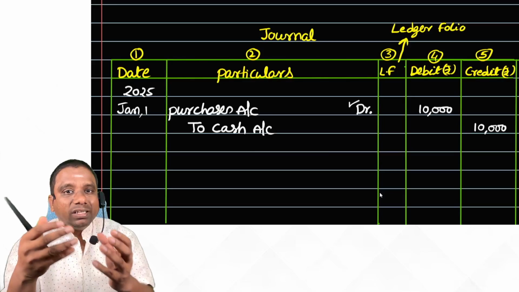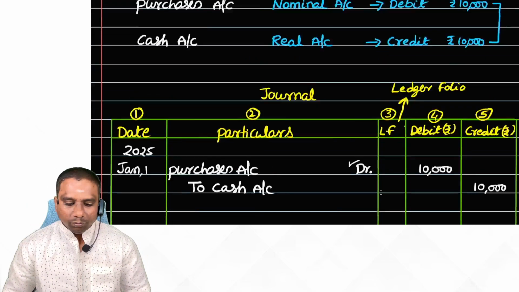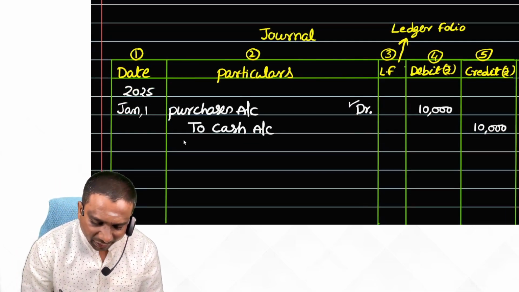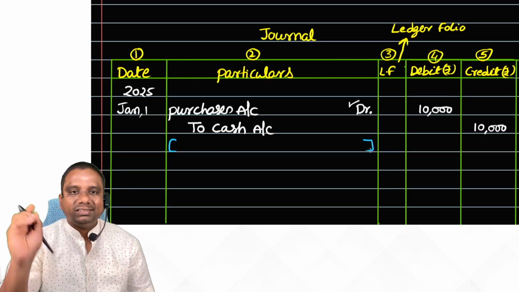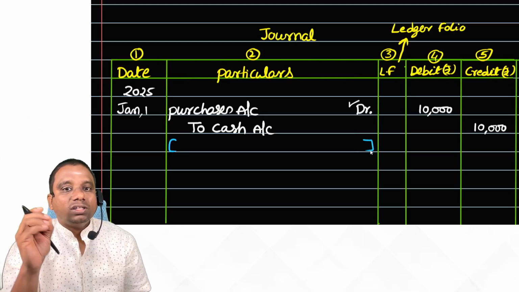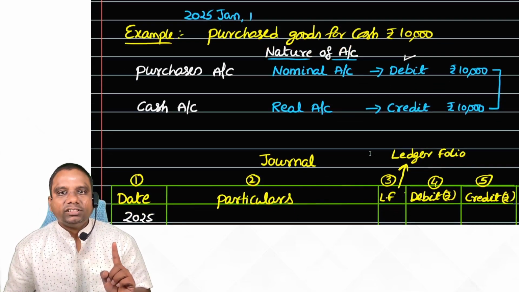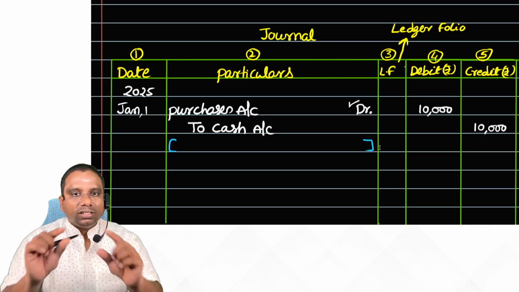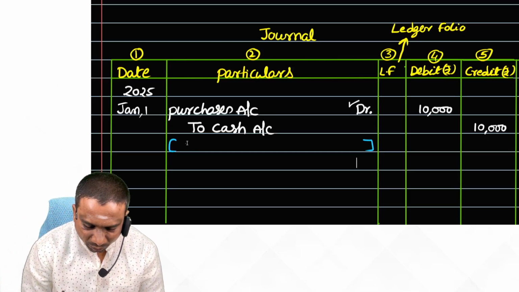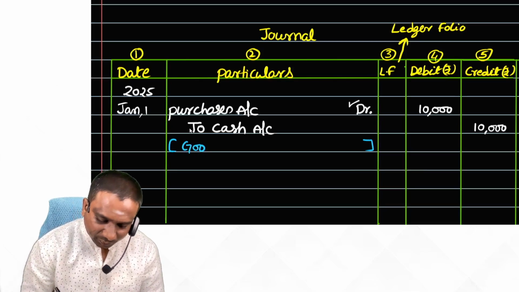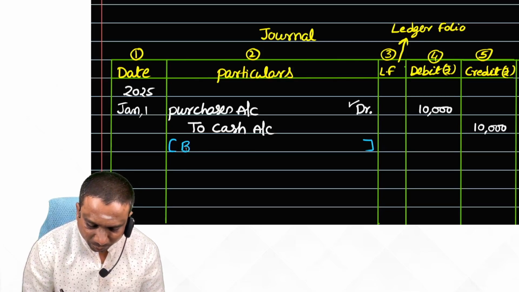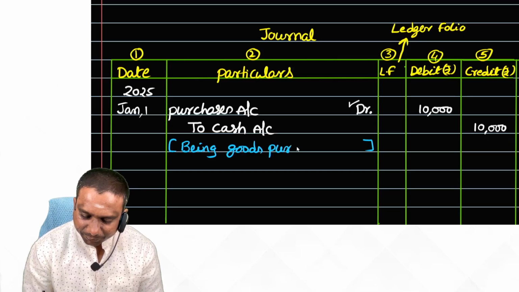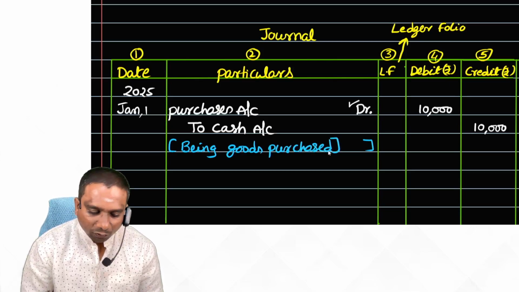Now, to explain this entry, why have we written it? Because of this transaction. In the journal format itself, we simply write a brief explanation about the transaction. The transaction is: purchased goods for cash 10,000. For this, we have written the entry. I will explain the entry in a brief manner. I start with the word being: goods purchased. That's it.